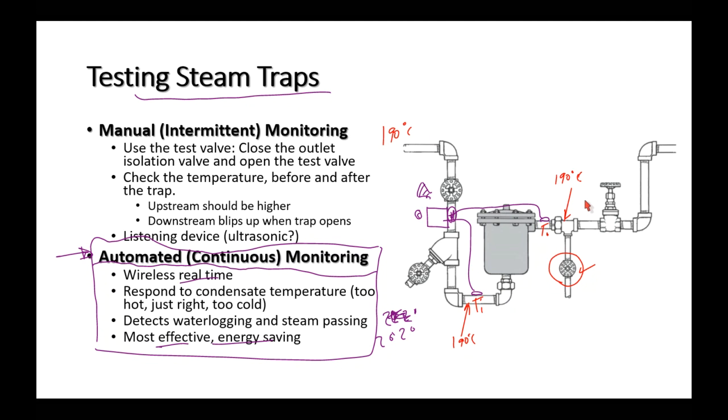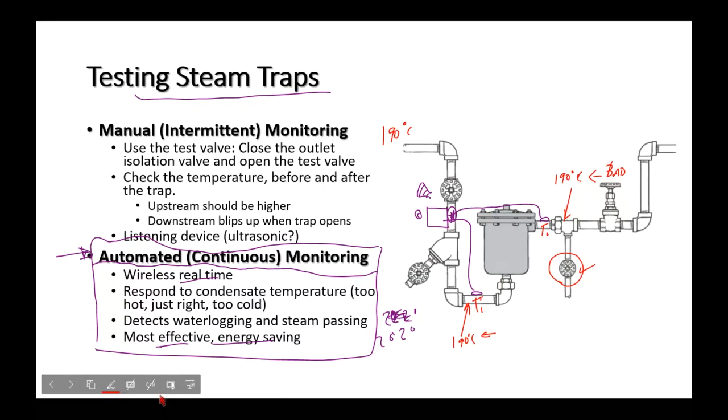If it's a thermostatic type of trap, I definitely need to see subcooling. Maybe 10 degrees subcooling, maybe 15 degrees of subcooling, something like that. And even if it's a floating thermostatic or other mechanical trap, it'll be subcooling. So I should see a lower temperature. So if we've got 190 and 190, that's a problem because that means that we're blowing steam.